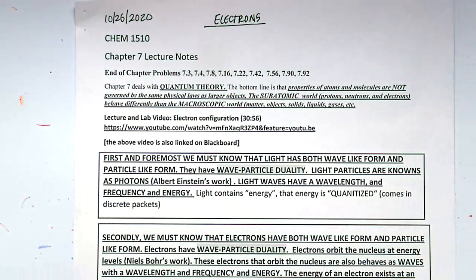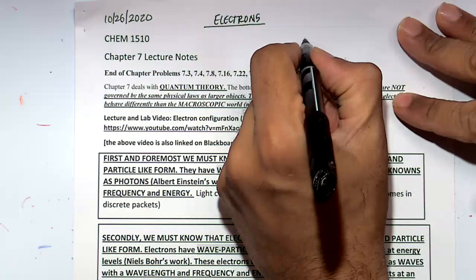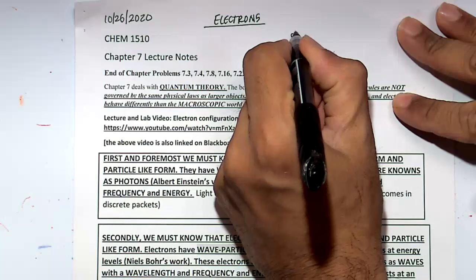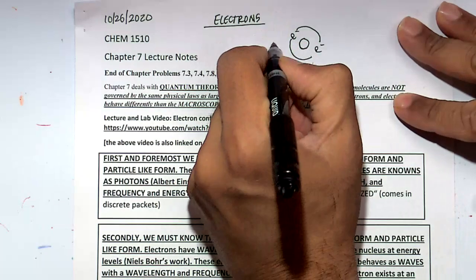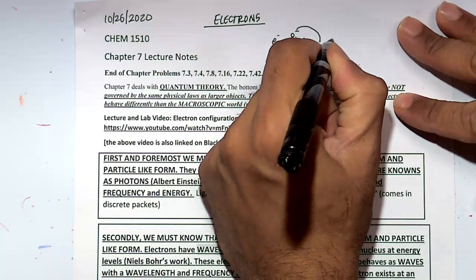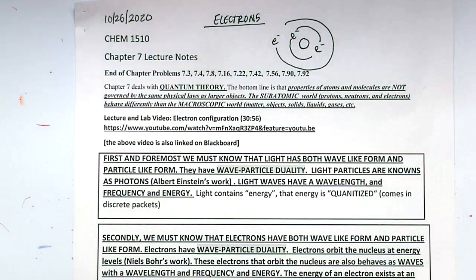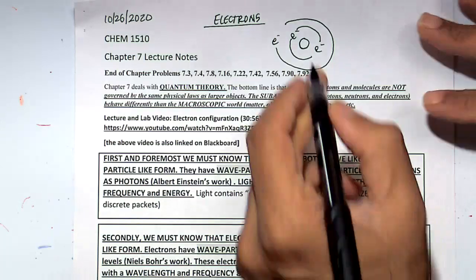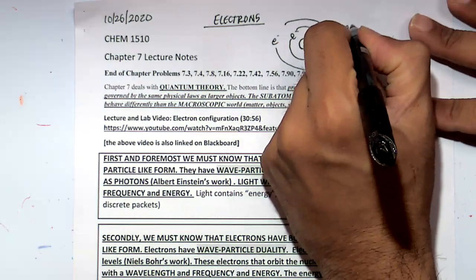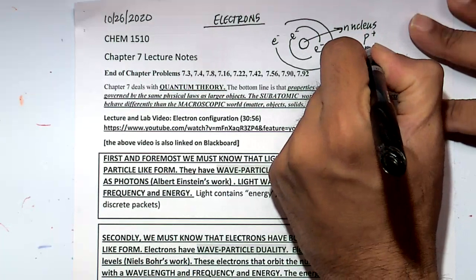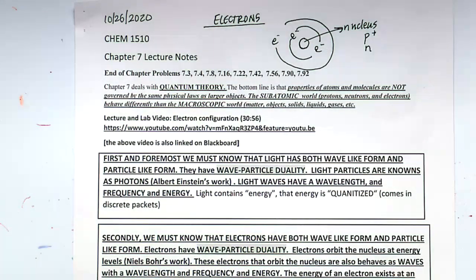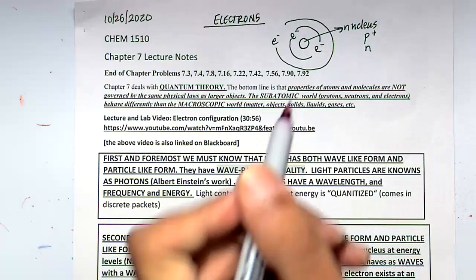Electrons are very strange. We think of electrons as sort of orbiting the nucleus. They buzz around the nucleus. I'm going to call this center thing the nucleus, which houses protons and neutrons. Protons are positively charged. Neutrons are neutral charged. So we want to dedicate some time talking about these.